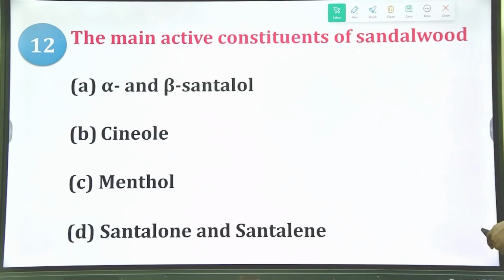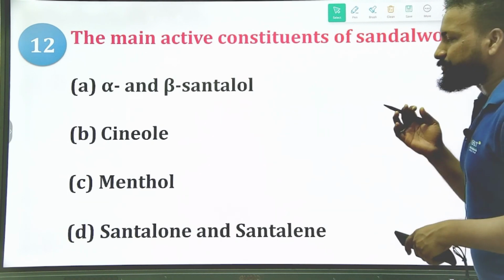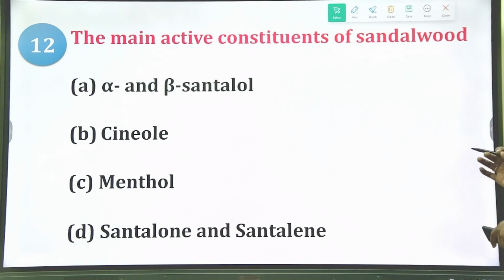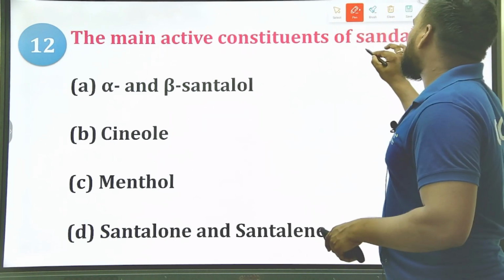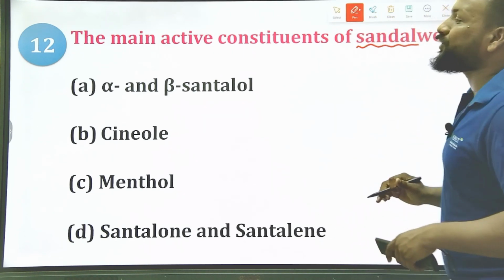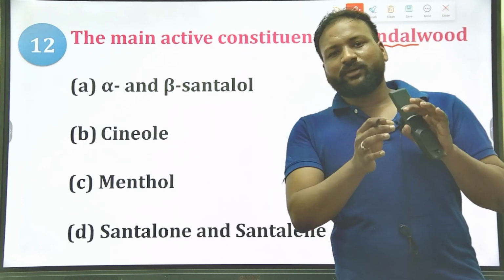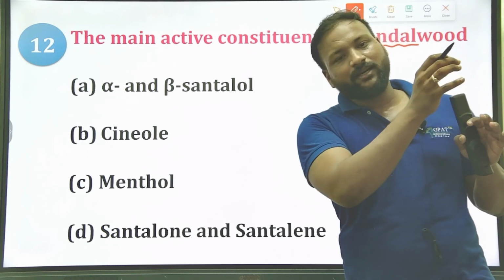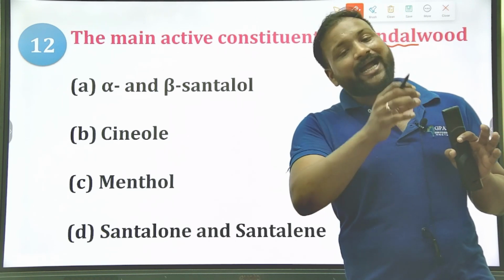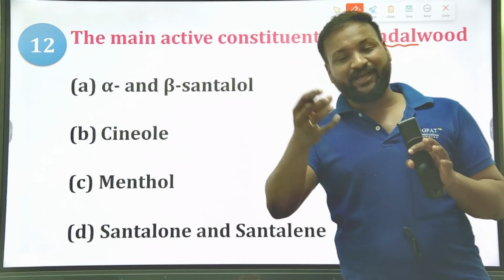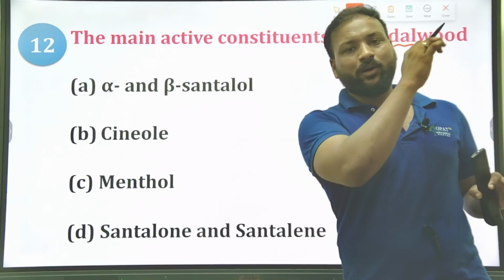Next one, 12th question. The main active constituent of sandalwood is: option A, alpha and beta santalol; B, cineol; C, menthol; and D, santalone and santalene. What is the right answer? Pharmacognosy has a beauty: you can easily identify the chemical constituents, because starting from the name of the drug and biological source, sometimes family, and also chemical constituents, all are similar.